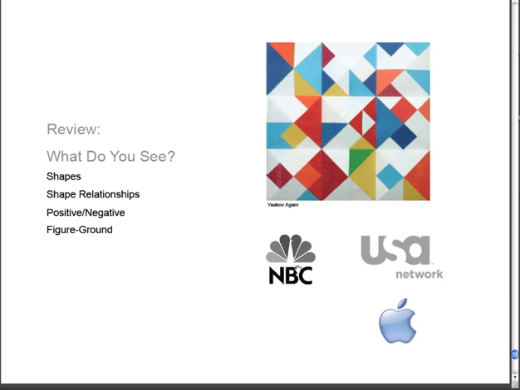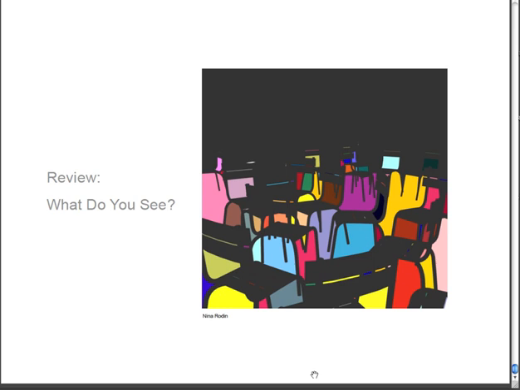Notice the NBC logo, and the peacock body is actually a negative shape. The S is subtracting from the U and the A, but the U and the A have been united with the negative space around the S to form new shapes, so that the S can actually sit there and do its thing. And in the very famous Apple logo, we notice that there is subtraction, and there's also detachment. So what do you see here?